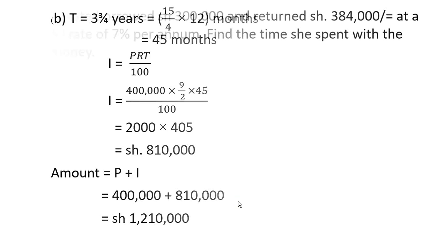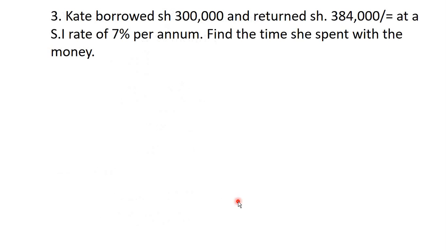Let us look at another example. Kate borrowed shillings 300,000 and returned shillings 384,000 at a simple interest rate of 7% per annum. Find the time she spent with the money. So we want the time she spent with the money. Now here we have the principal, we have the amount, so we can get the interest. Then we use the interest to get the time.